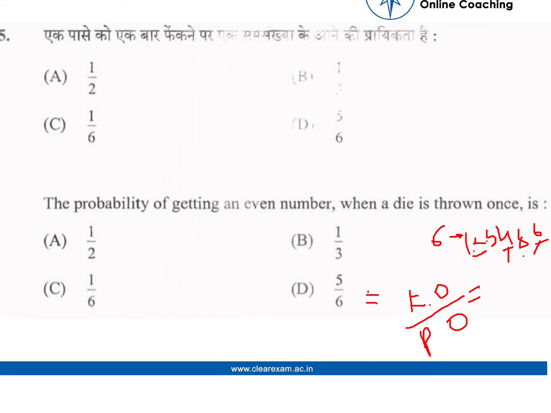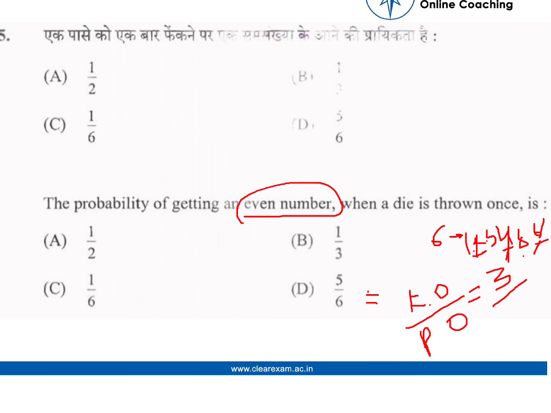So how many favorable outcomes? Here the favorable outcome means an even number. We have to find the even number, na? So even numbers are 2, 4, and 6. How many favorable outcomes here? 3.